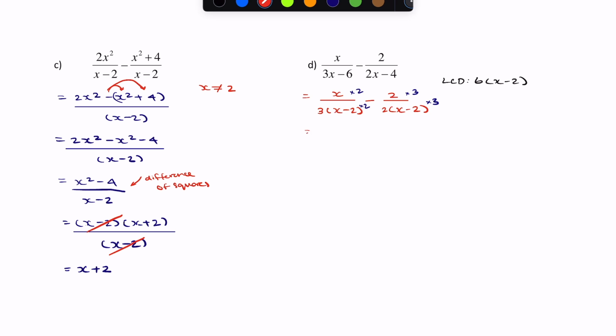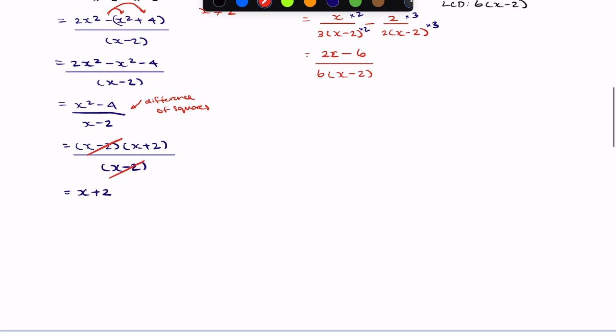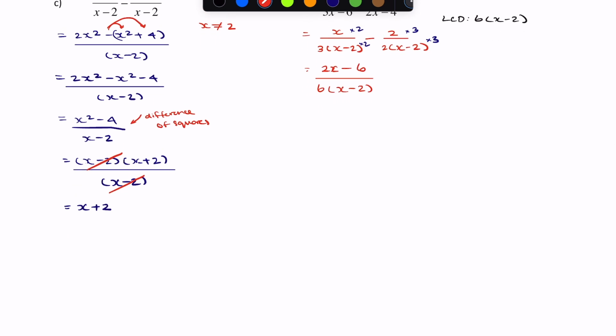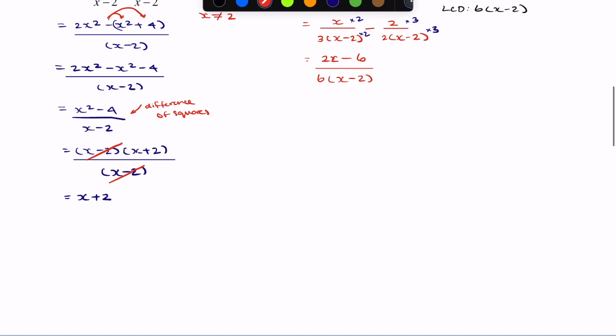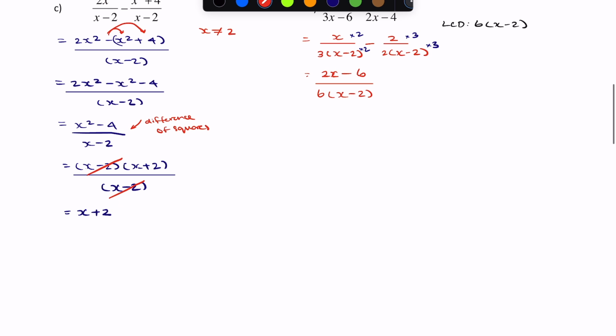Here we'll get (2x minus 6) over (6x minus 2). So here we can't just cancel out the 2. That's another common mistake that students make occasionally.